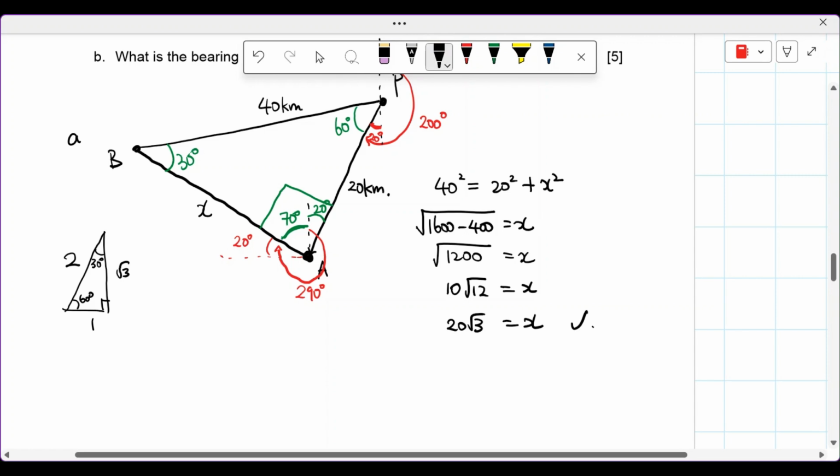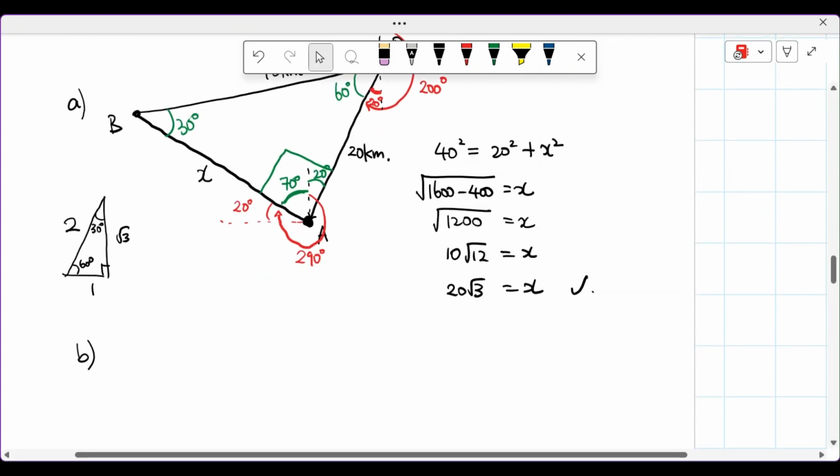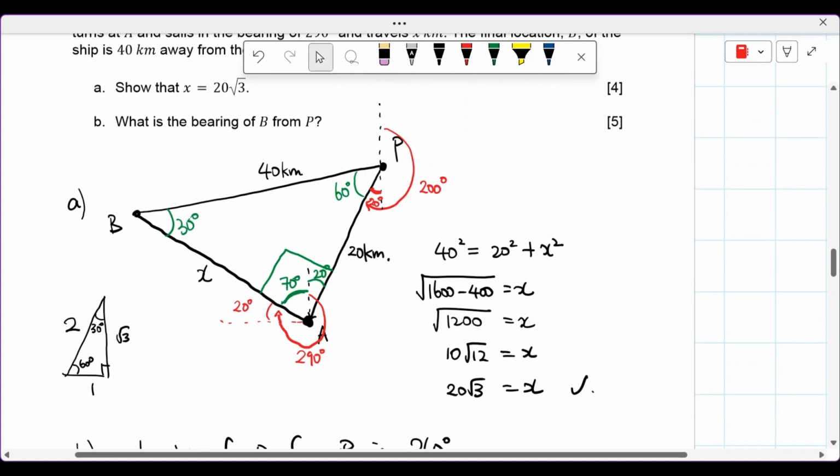So collecting all that information, I know that the bearing of B from P, well, the first part is 200 degrees from P to A, and then from A to B, that's a total bearing of 60 degrees. So altogether, we add it, and the bearing of B from P is 260 degrees, which coincides with the diagram that we have here.